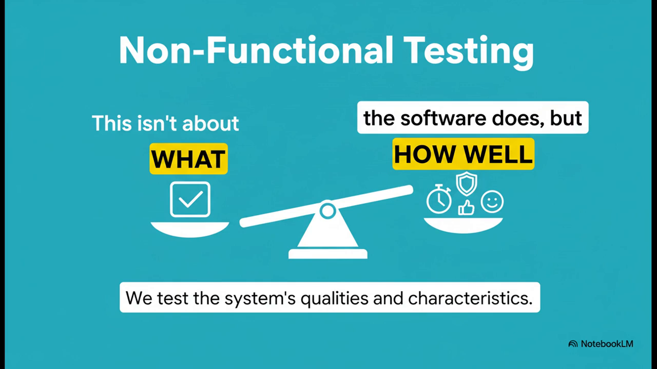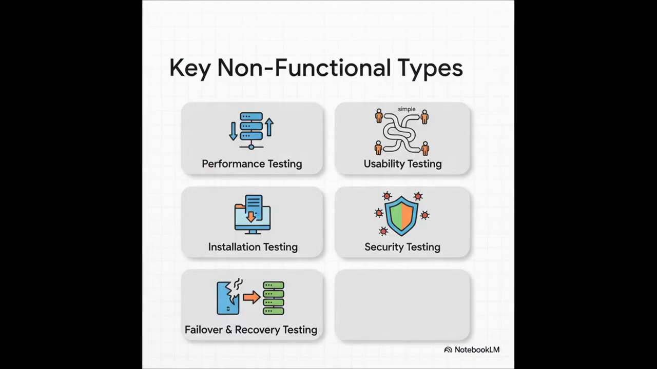Non-functional testing, on the other hand, isn't about what the software does, it's about how well it does it. This is where we get into testing the qualities and the characteristics of the system. And this category covers a huge range of different qualities. For example, performance testing asks, is it fast enough when 1,000 people are using it all at once? Usability testing asks, is this actually intuitive for a new user? Security testing is all about looking for ways to break in. And failover and recovery testing asks, hey, what happens if the server crashes? Can it get back up gracefully? Each one is a specialized check of the system's character, not just its features.